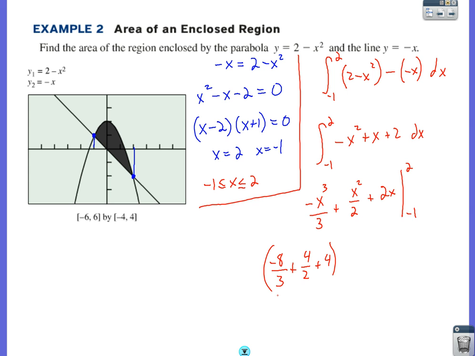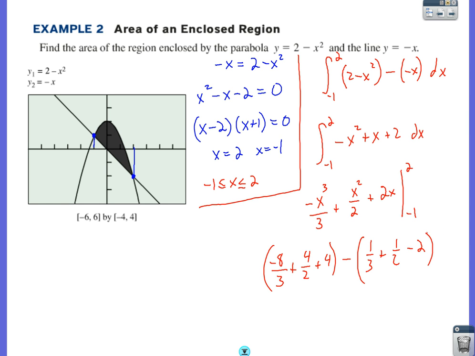Okay. And I put in the negative 1, minus. And I put a negative 1 in there. So a negative 1 cubed is a negative 1. A negative of a negative 1 is a positive 1/3. Okay. Plus 1/2 minus 2. And the biggest thing that people are going to mess up on is the distribution of the negative. You have to distribute the negative.